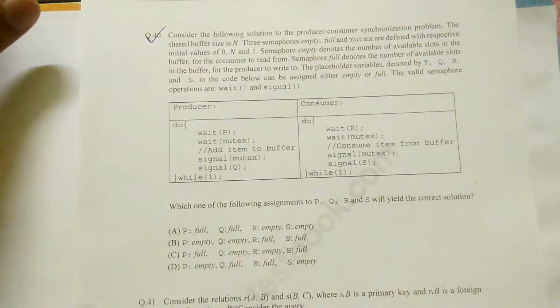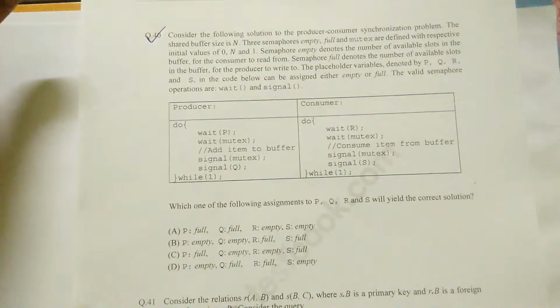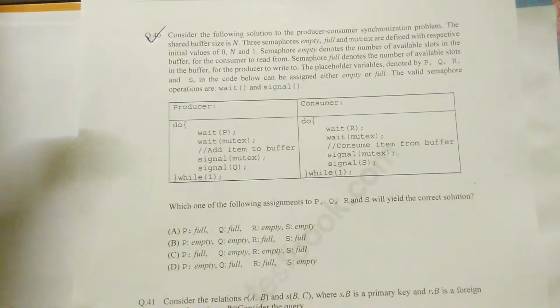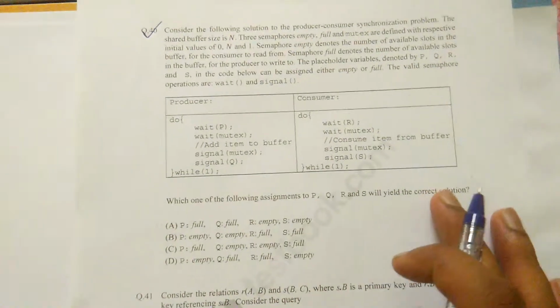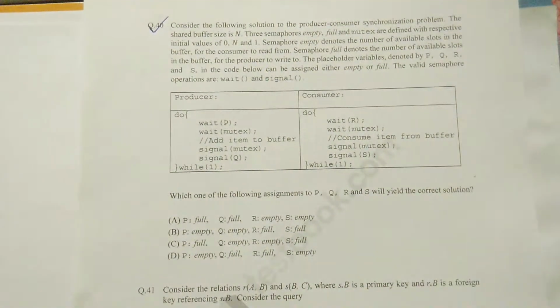So they want to know what the values of P, Q, R, and S are which will lead to the correct producer and consumer situation. So if you check all these options, we will get which is the correct answer.